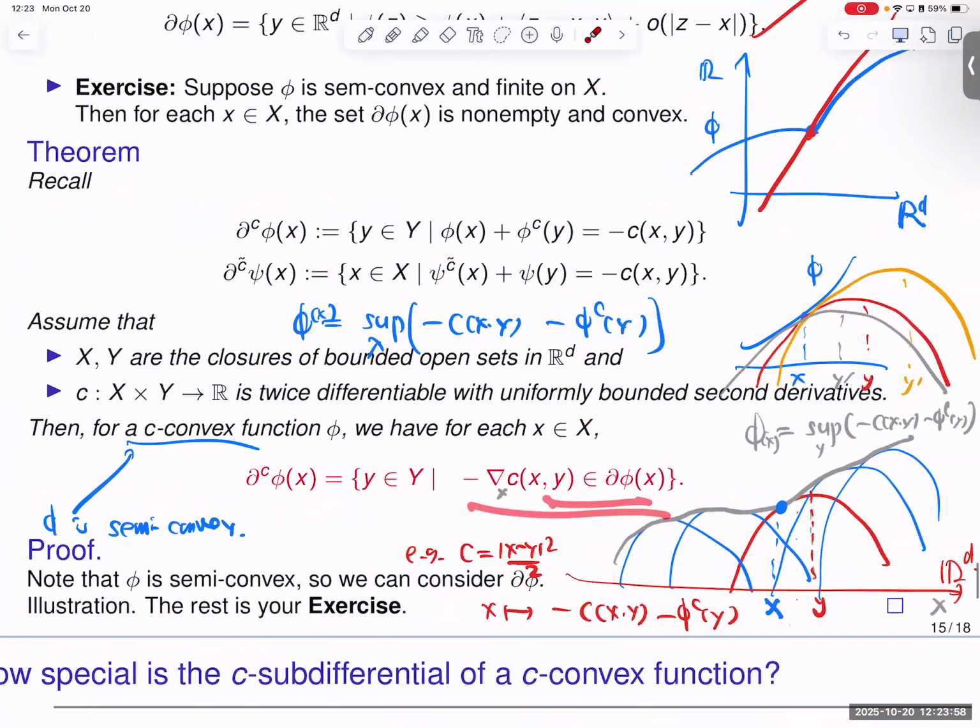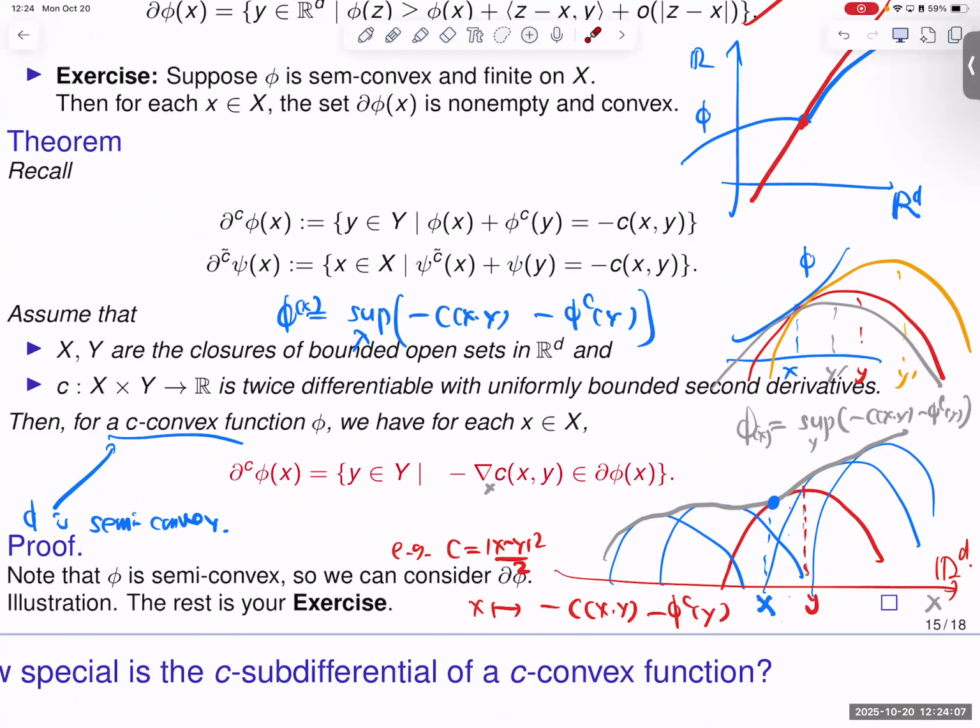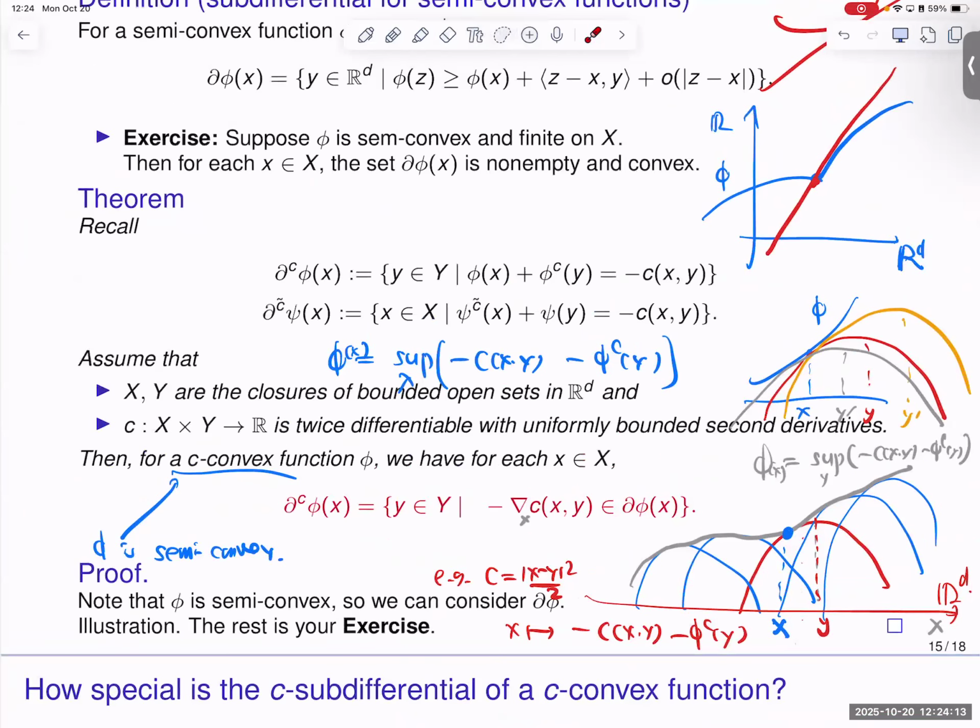Yes. Somebody nodded, but other people? James, is this clear? Okay, good. So this picture is nothing but a translation of this writing.